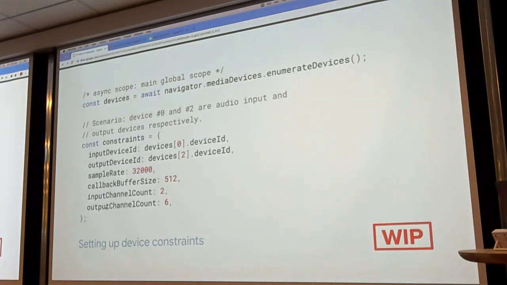So here's a sketch of the API. First, we start from the media devices namespace. There's a method called enumerate devices. When you have that, you're going to have an enumeration, a list of devices that are recognized or attached to your browser, basically. Then you're going to set up something called a constraint token. In this token, you have an input device ID, output device ID, the sample rate that you want to run, the callback buffer size, and so on.